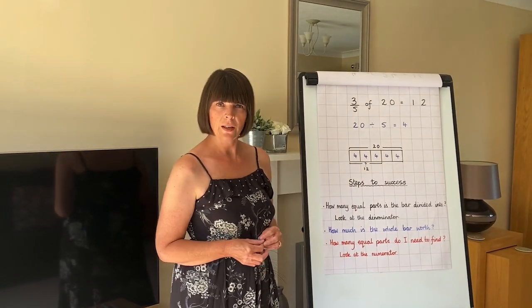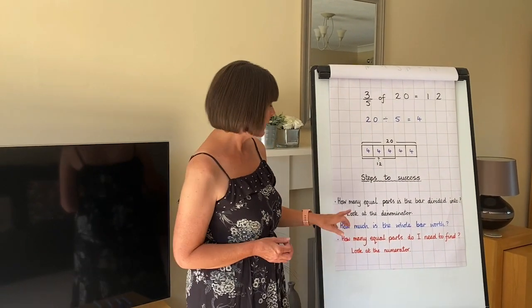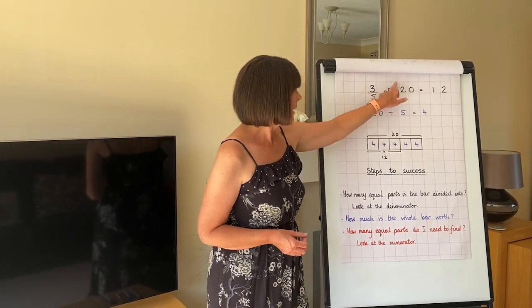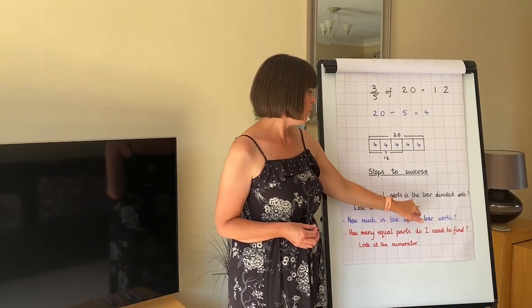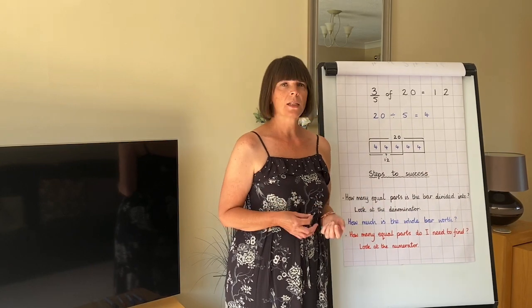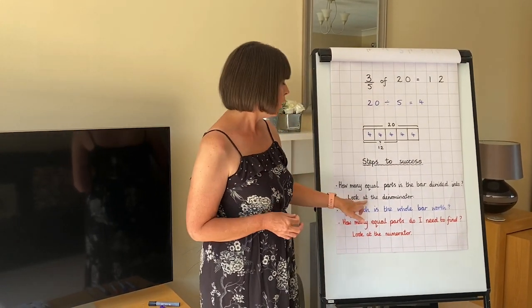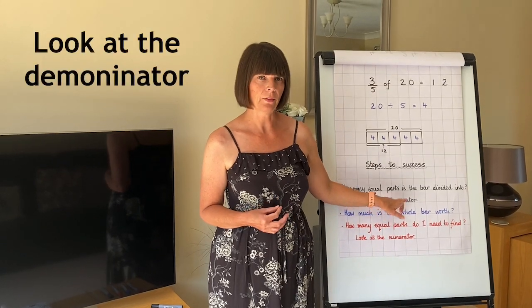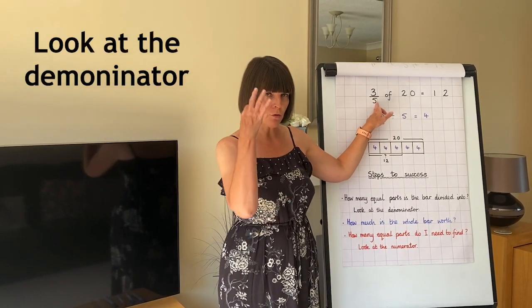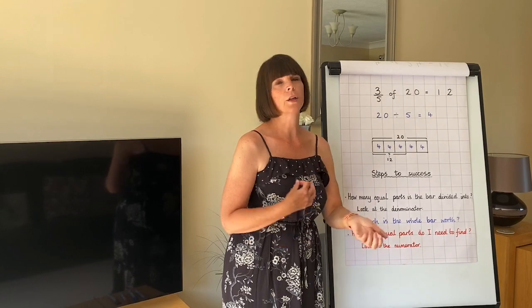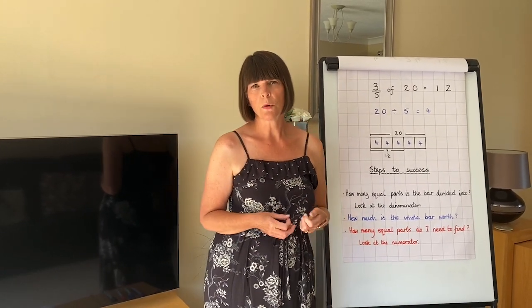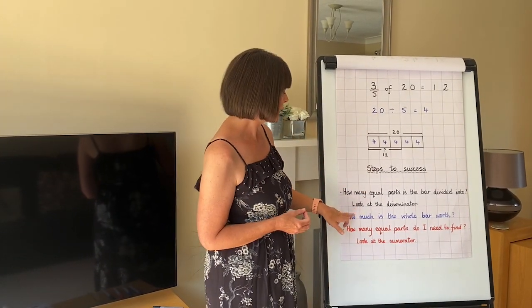So steps to success then to calculate fractions of amount. When you're looking at the calculation, how many equal parts is the bar divided into? So when you draw it, how many equal parts will you need? Look at the denominator to help you with this. I always looked at the denominator and thought, yeah, I'm working with fifths, or I'm working with quarters, or I'm working with sixths, or whatever it might be.